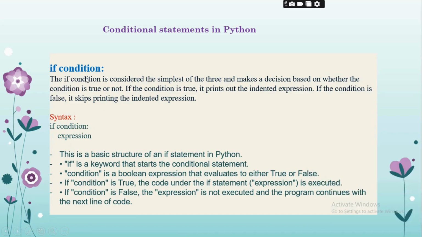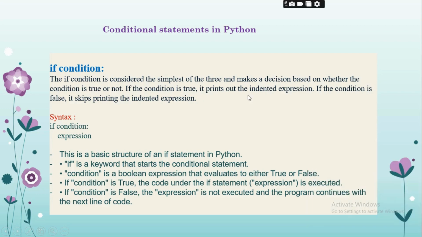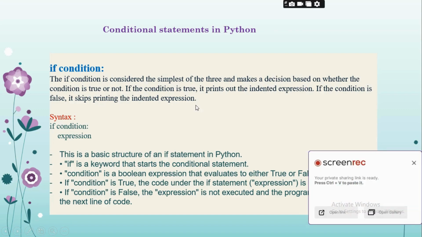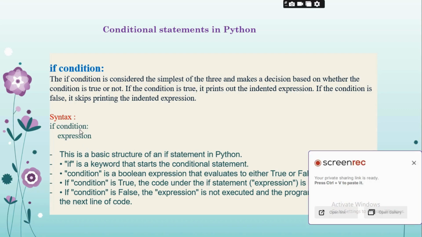The if condition is considered the simplest way of making a decision based on whether the condition is true or not. If the condition is true, it prints out the intended expression. If the condition is false, it does not execute the expression. So if this is false, what could be the next step? There comes else. We'll discuss else in the next slide.